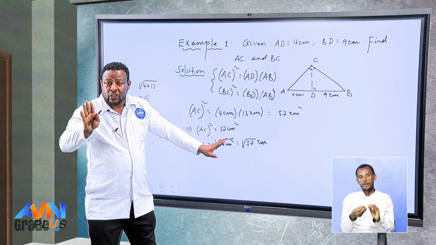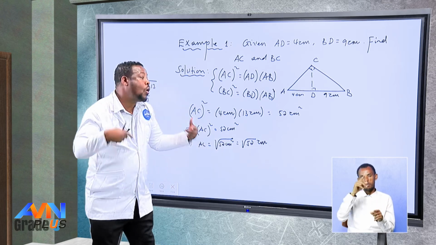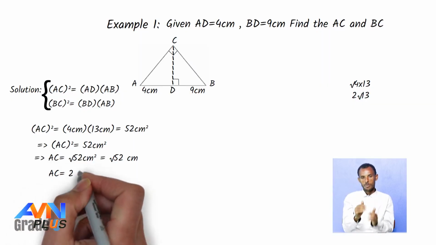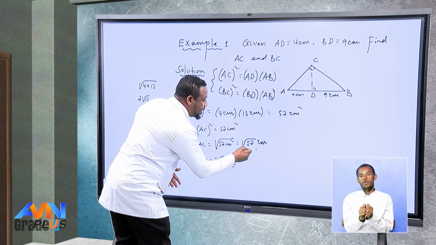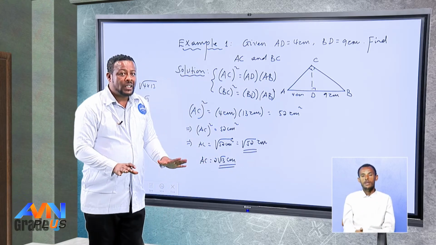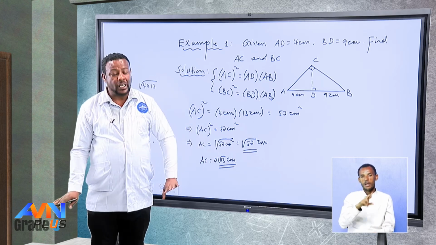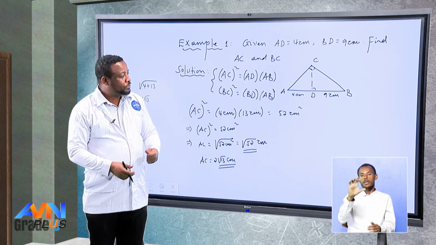So it's okay if you put AC is radical 52 centimeter, or AC is 2 root 13 centimeter. Okay, both these two are the same. Okay, they are equivalent, and the value of AC is radical 52 centimeter or 2 root 13 centimeter, right?